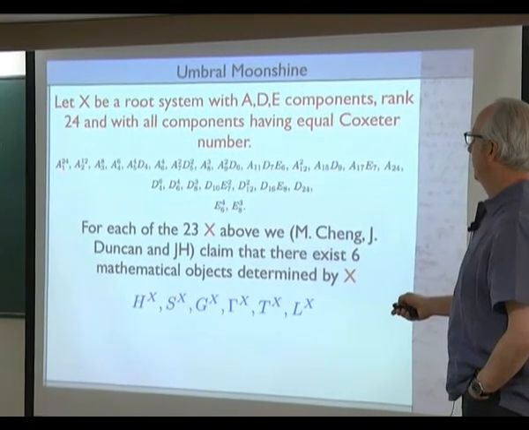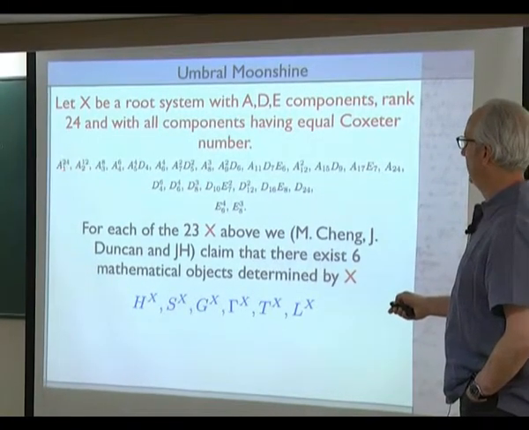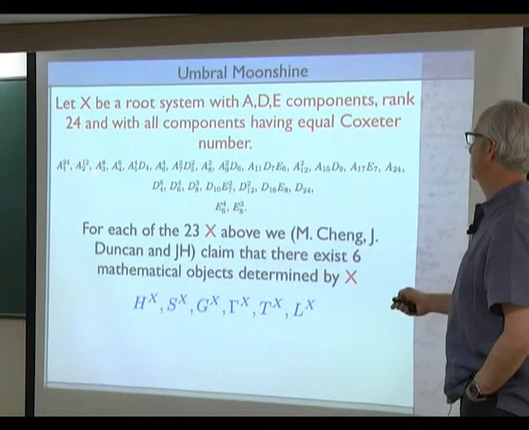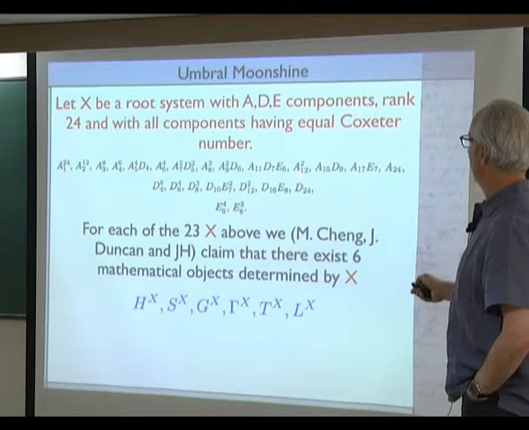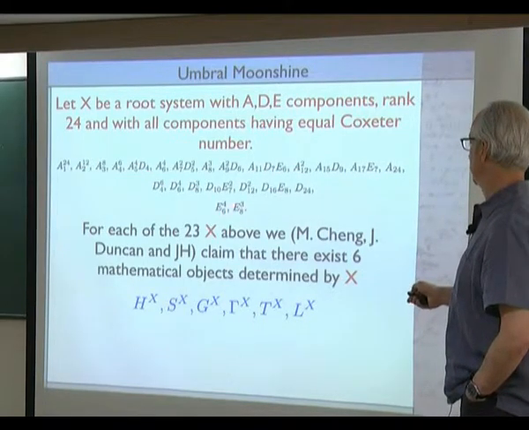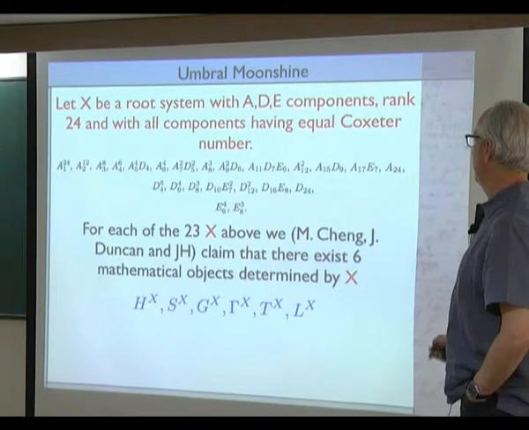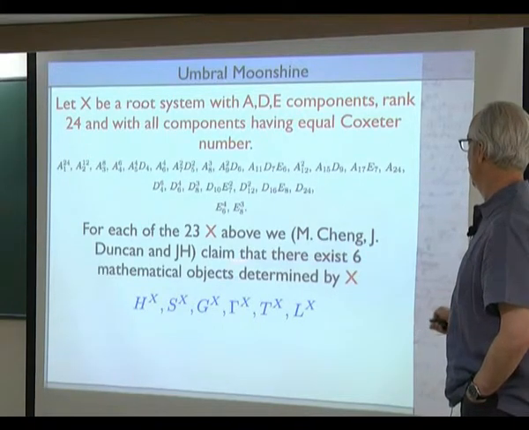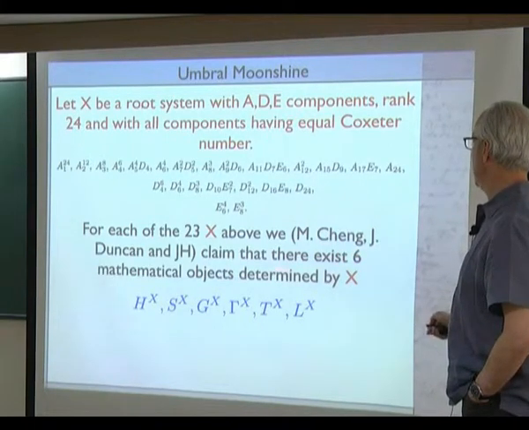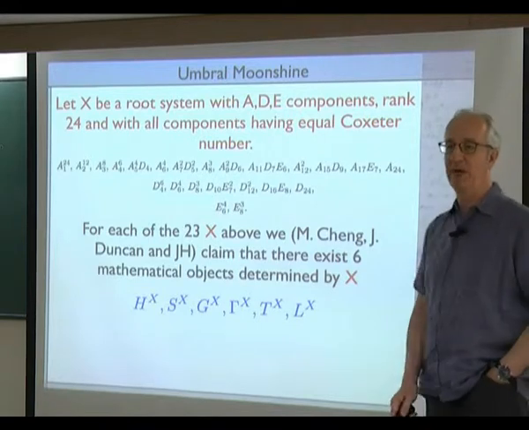You can take 24 copies of the A1 lattice, 12 copies of the A2 lattice, 8 copies of the A3 lattice. Then there are more exotic things like A11, D7, E6, and then you go up to E6 to the 4th and E8 cubed. So for each one of these 23 X, we, being Miranda, John, and I, claim that there exist 6 mathematical objects that are determined by X.